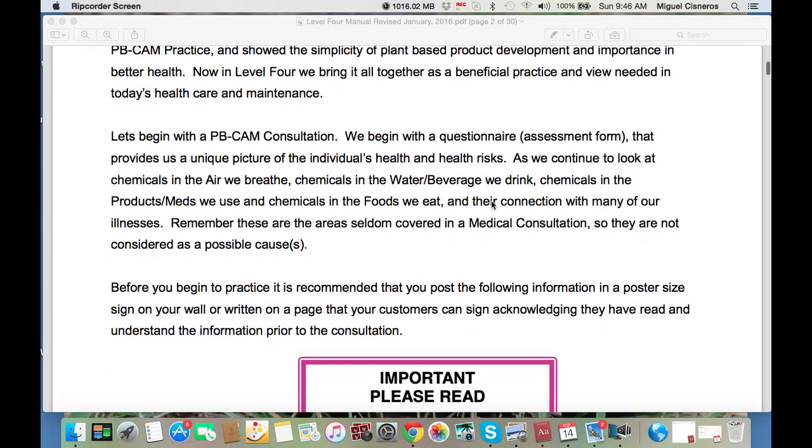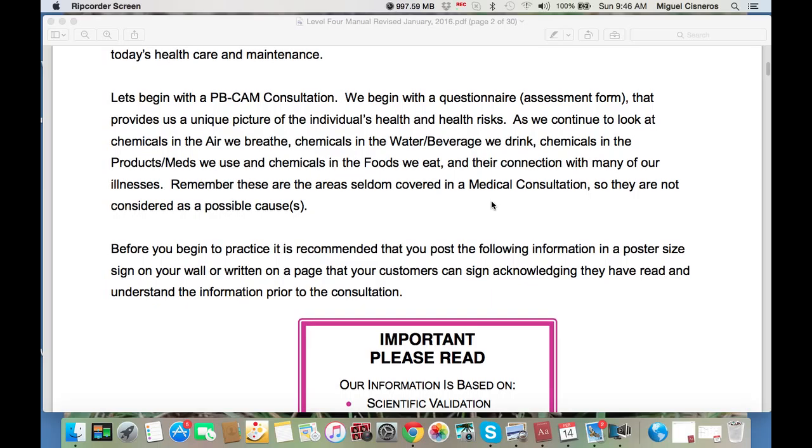We begin with a questionnaire assessment form that provides us a unique picture of the individual's health and health risk. As we continue to look at chemicals in the air we breathe, chemicals in the water and beverages we drink, chemicals in the products and meds we use, and chemicals in the foods that we eat, and their connection with many of our illnesses. Remember, these are the areas seldom covered in the medical consultation, so they're not considered as possible causes.